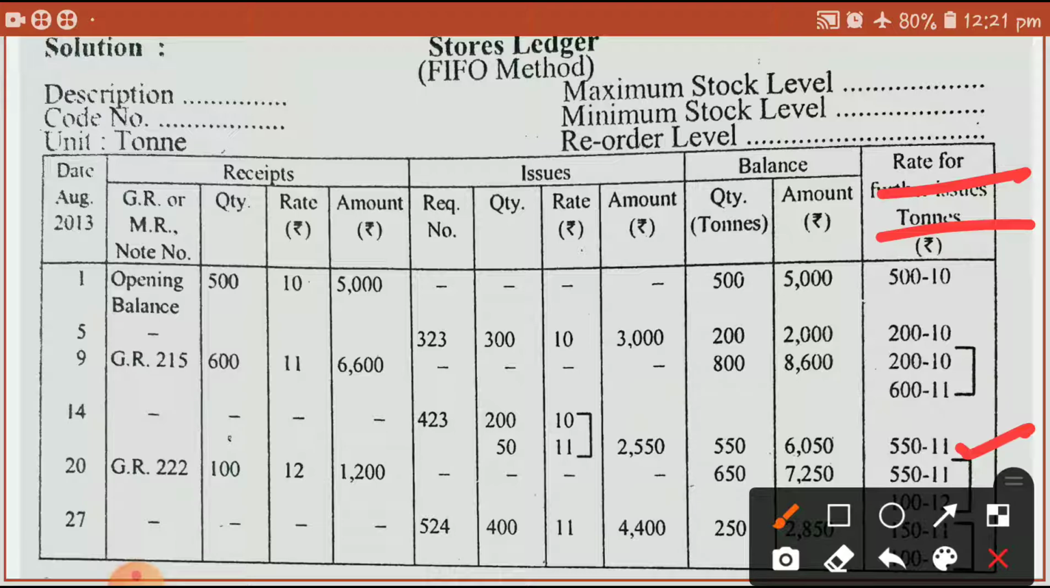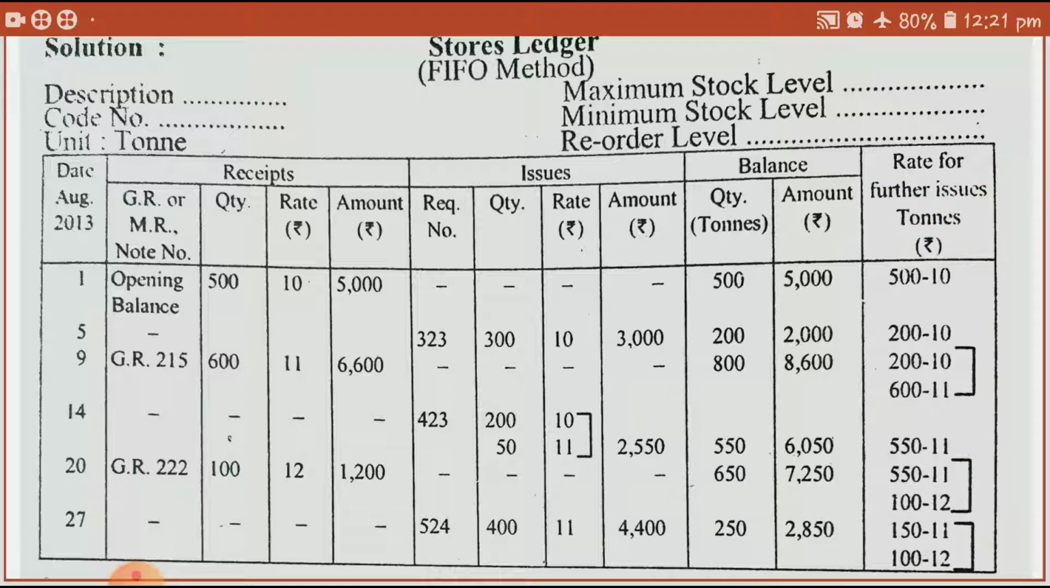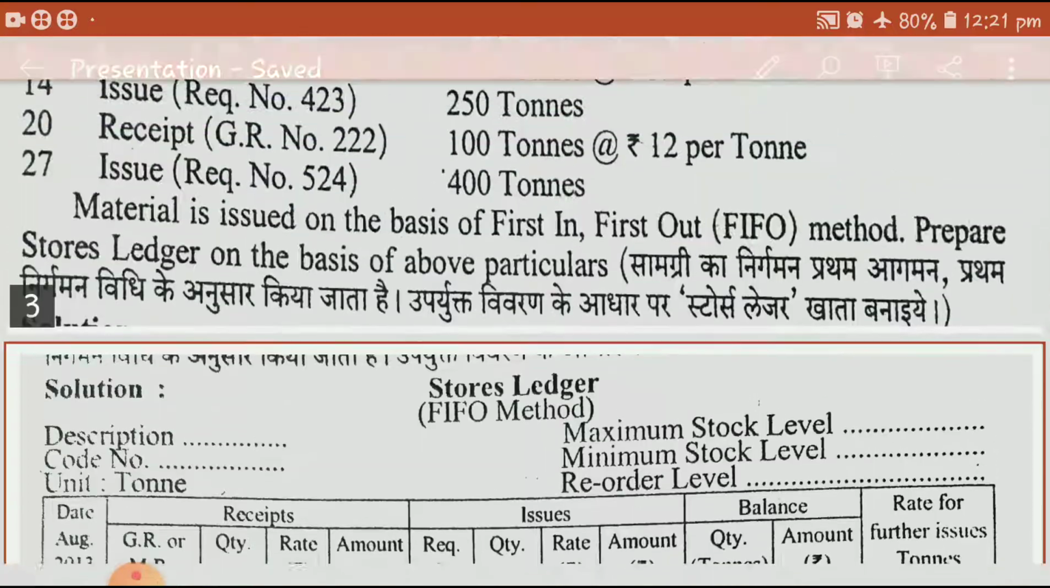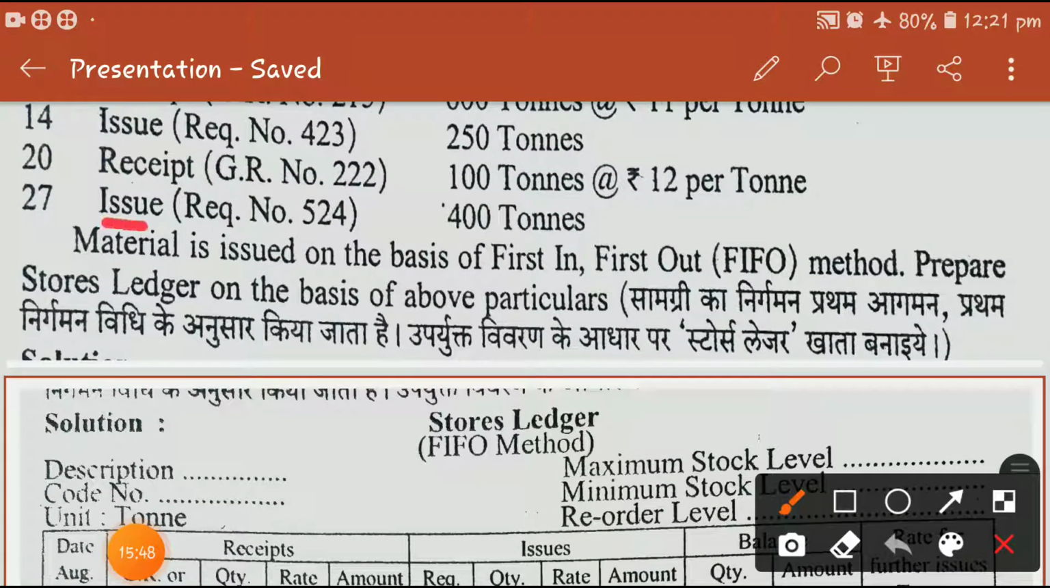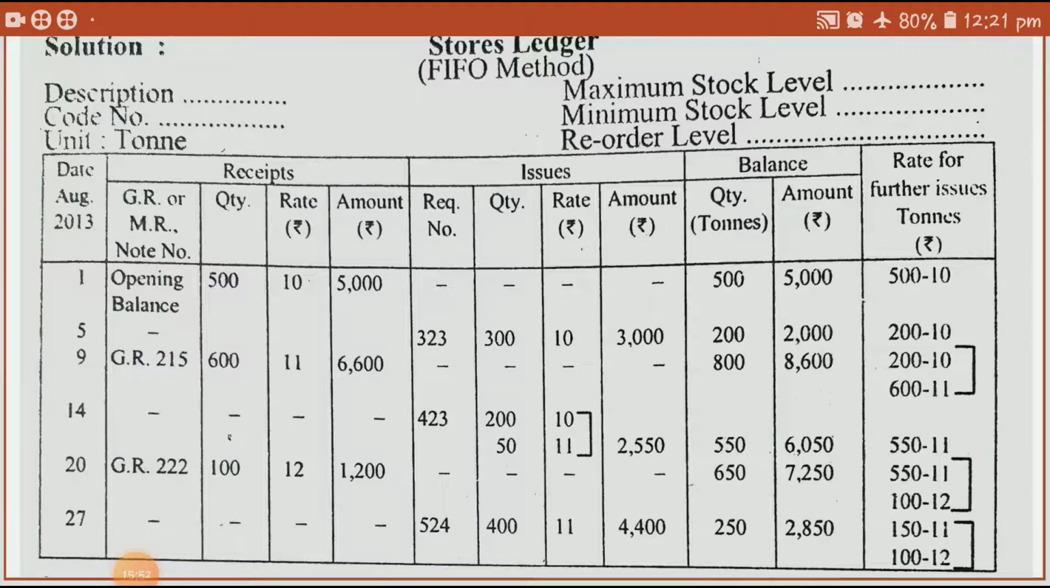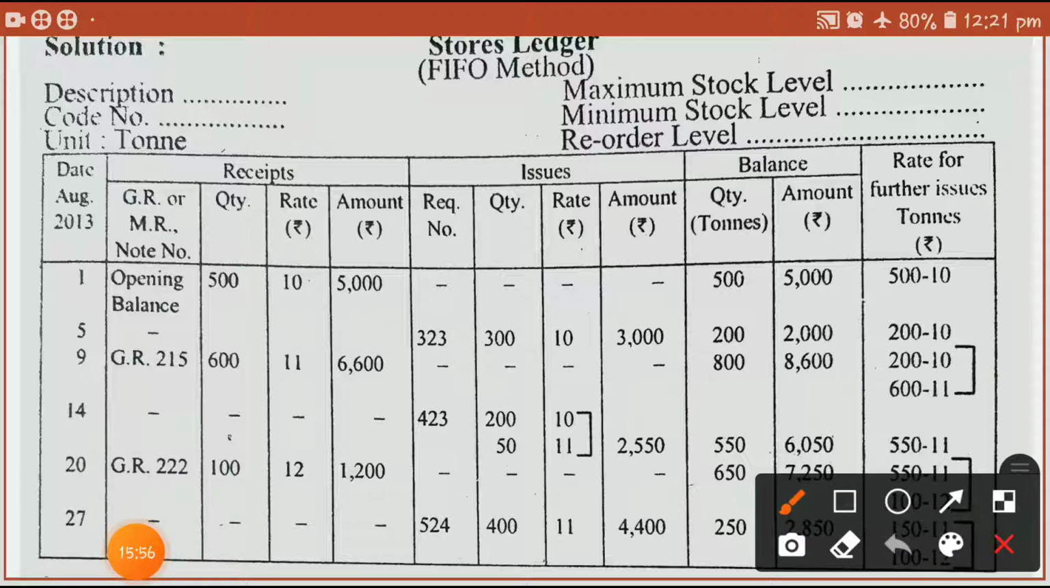If I remove this column, you will see here at the bottom 100 units which you have at 12. Next is 27. On 27 you are issuing 400 tons. Now you have to issue out of the stock. See here is 27 and you are issuing; this is your issue column.